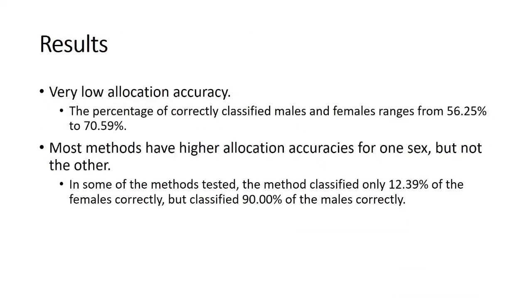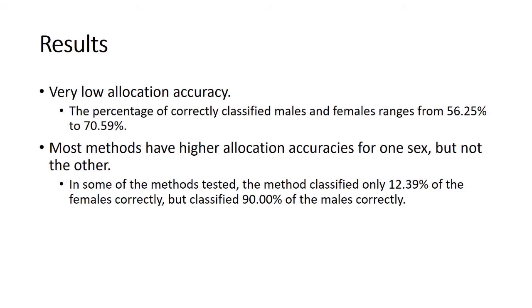So our results actually showed that the methods did not actually correctly allocate the majority of our individuals. Some of the methods resulted in very low allocations, and the average allocation of correctly identified individuals ranged between 56.25 and 70.59% of individuals correctly assigned. This is very poor because that means that the methods are misclassifying between 30 and 50% of the individuals that were tested in our sample.